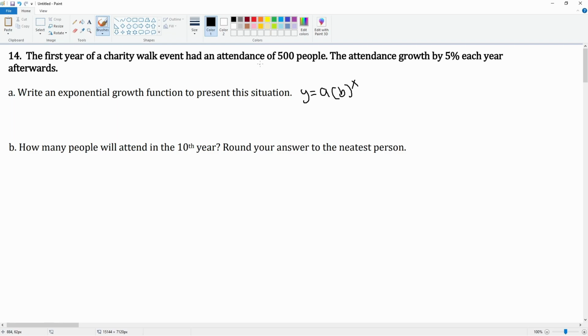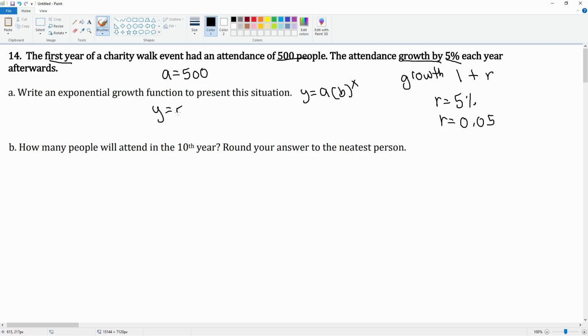So let's find what a is. Here it says the first year it has 500 people, so a equals 500. Okay, it says grow by 5% each year. Grow, so growth, and so it's going to be 1 plus r. And we know that the r here is 5%, but we want that in a decimal, so that is 0.05. Okay, let's plug it in.